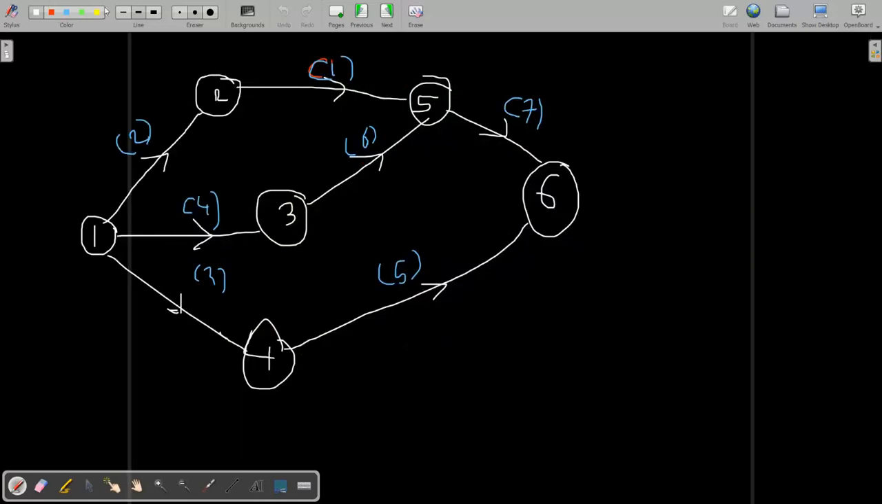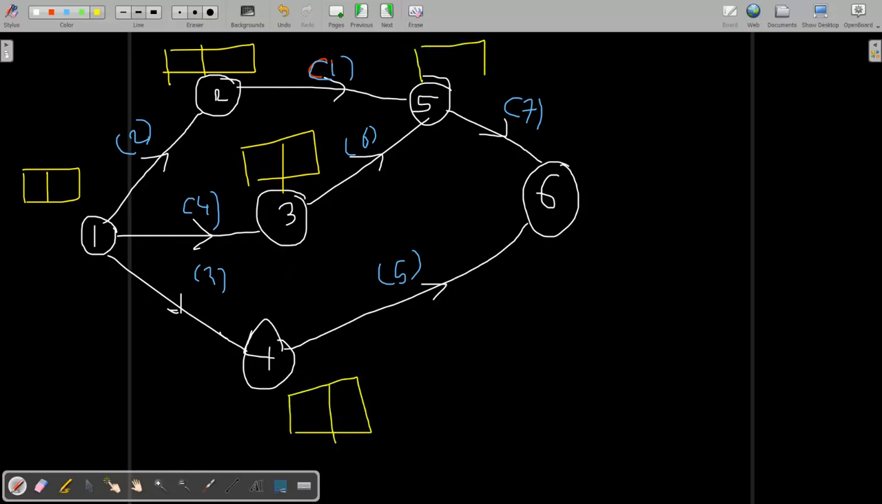So again, draw blocks showing the starting and end time for each activity. Always start with 0. For reaching 2 from 1, we have only one way, so it takes 2 weeks. For reaching 5, we have two ways, either 1-2-5 or 1-3-5. First, find the time for the third node, 1-3, which is 4 weeks. Again, 2 plus 1 is 3 and 4 plus 6 is 10. The maximum is 10, so write down 10 here.